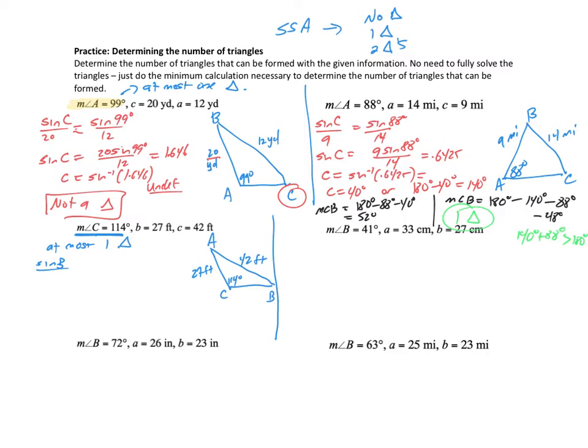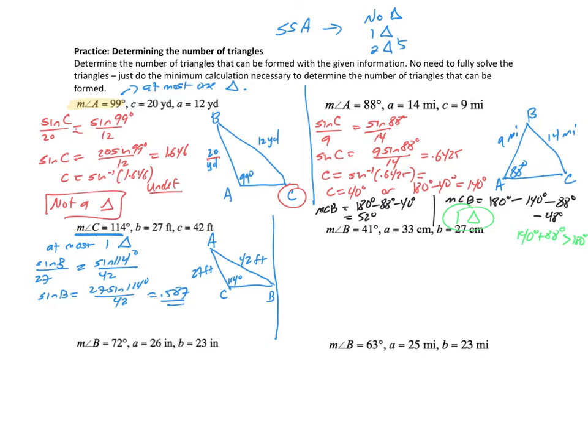So I'm going to have that sine of B over 27 is equal to sine of C, which is 114 degrees, over 42. Multiply both sides of the equation by 27. So sine B equals 27 sine 114 over 42. And if you enter that in your calculator, the 27 sine 114 over 42, we get 0.587.